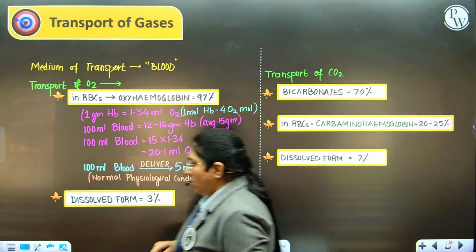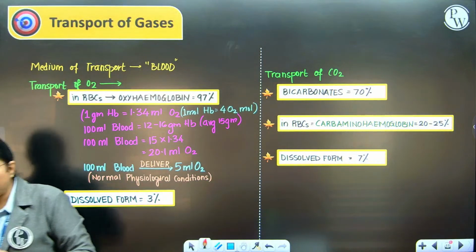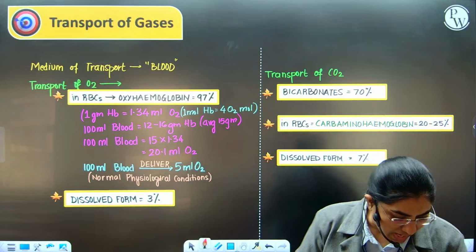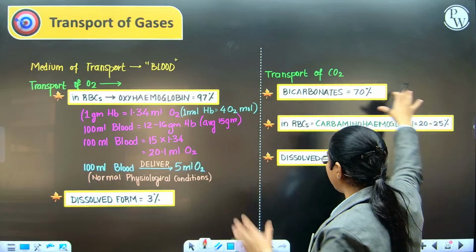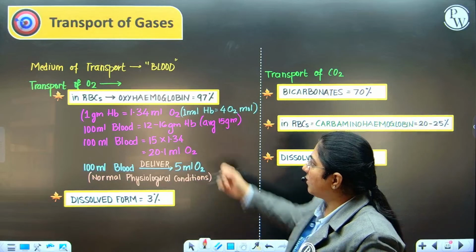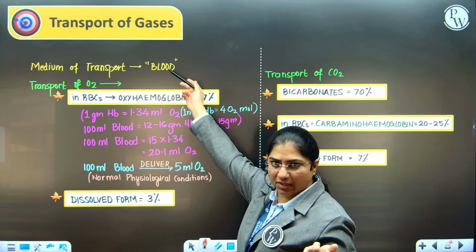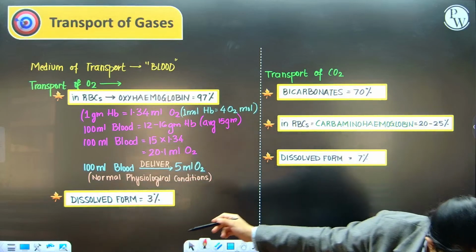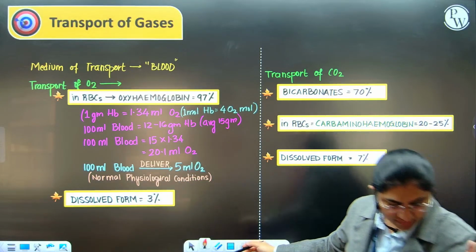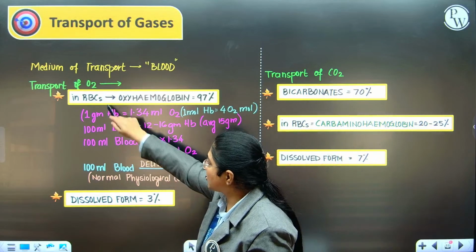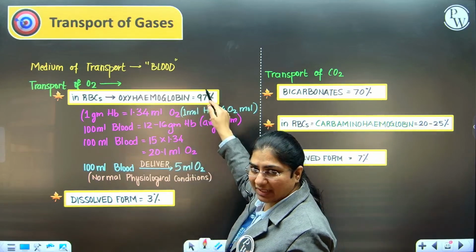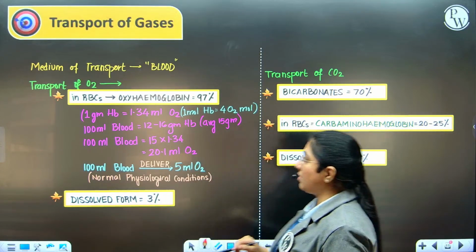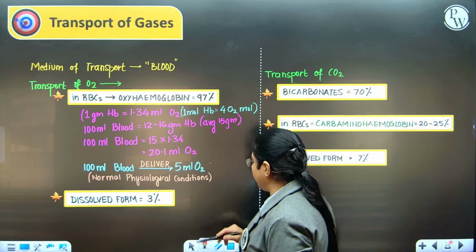So before we move ahead to understanding what are the other factors that will affect binding of oxygen with hemoglobin, I have just summarized the entire part here. The medium of transport of gases is blood. Via process called, can you quickly tell me, via process called diffusion, yes. How is oxygen transported? Oxyhemoglobin 97%, dissolved form 3%. Now again, one more thing that can come in the MCQs is this part.